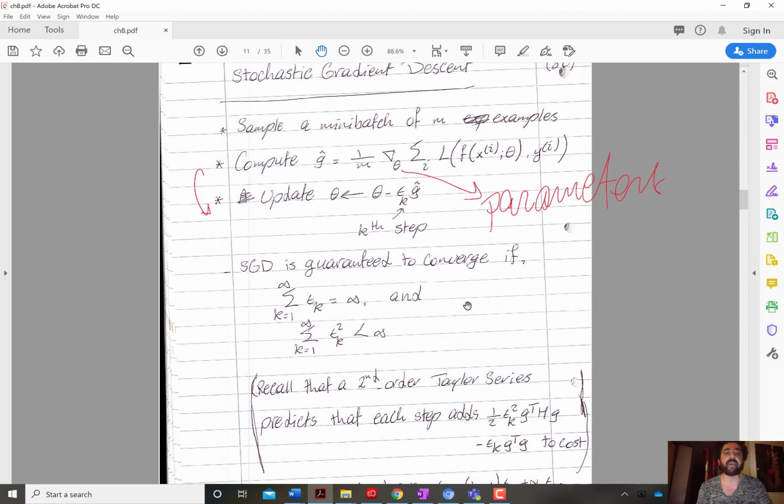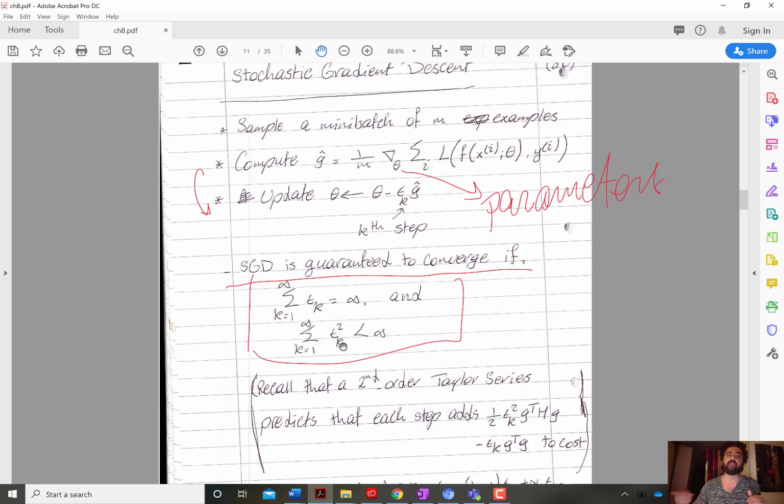So SGD is guaranteed to converge if you have these following two conditions. Basically, the sum of the learning rates is equal to infinity, right? So meaning that the learning rate doesn't vanish very quickly, such that it becomes zero, right? So the sum equals infinity, meaning that as I go on in further training iterations, I always keep a positive learning rate, right? But the sum of the squares of the learning rate has to be finite. So the learning rate has to drop, right? I cannot have a constant learning rate. If I have a constant learning rate, I don't have a guarantee on convergence.